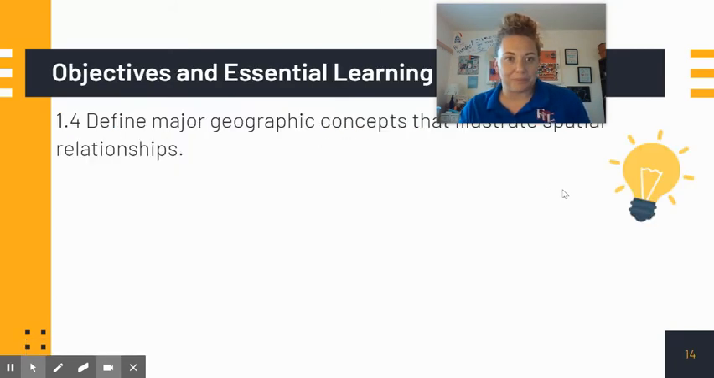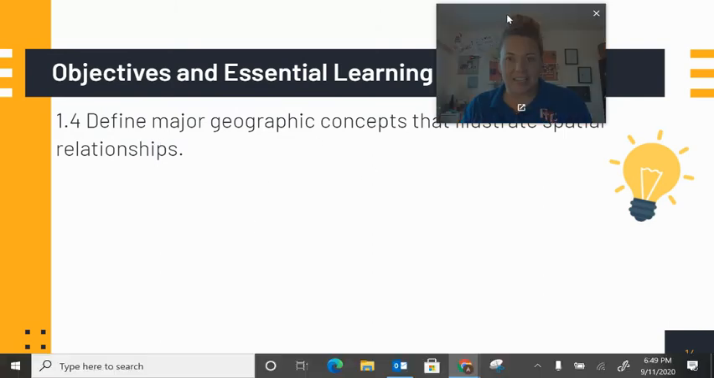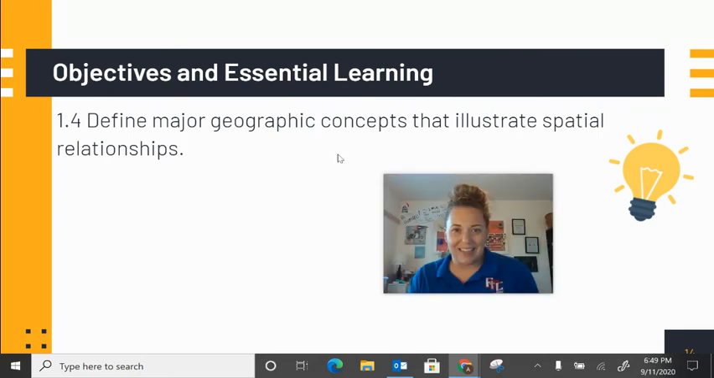All right, so again, we define major geographic concepts that illustrate spatial relationships.